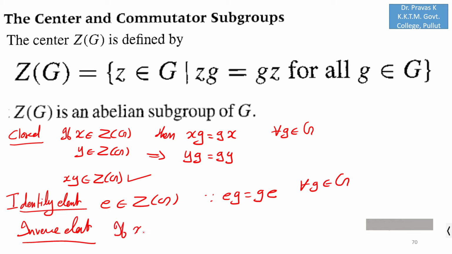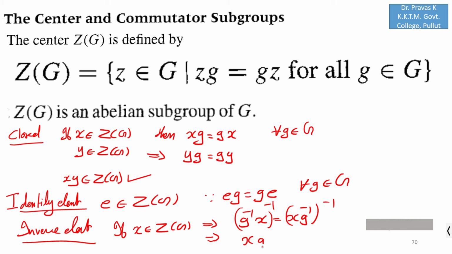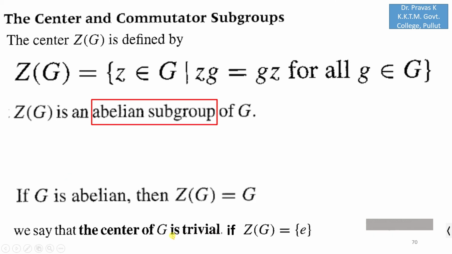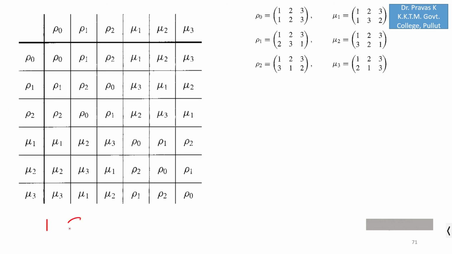And if X is an element in the center, you can say that X inverse is also in the center, for which you know that g inverse x is equal to x g inverse. Taking inverse on both sides, you get the condition required for X inverse. So thus we proved that Z of G is an abelian subgroup of G. So if G is abelian itself, then you can see that Z of G should be equal to G, and we say that the center of a group is trivial if Z of G equals the identity element.